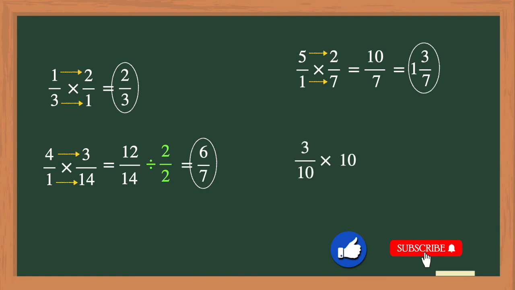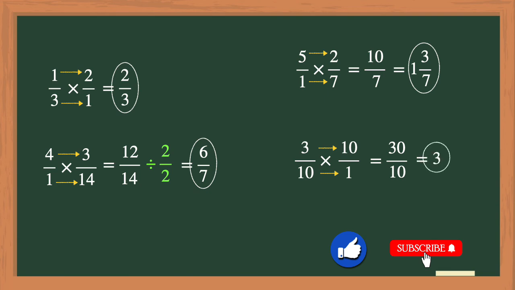Let's practice one more. The first thing I need to do is rewrite that whole number of 10 as an improper fraction of 10 over 1. Next, I will multiply the numerators to get 30, and then the denominators to get 10. Here again, I see that my product is an improper fraction, so I will need to divide 30 by 10. And 30 divided by 10 is a whole number of 3.